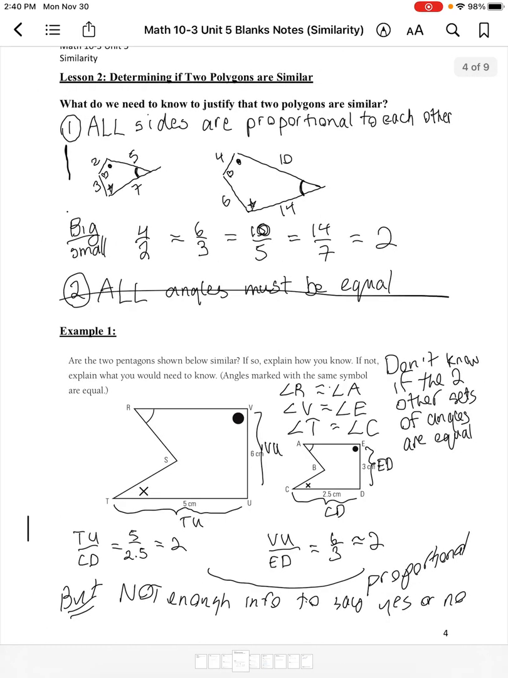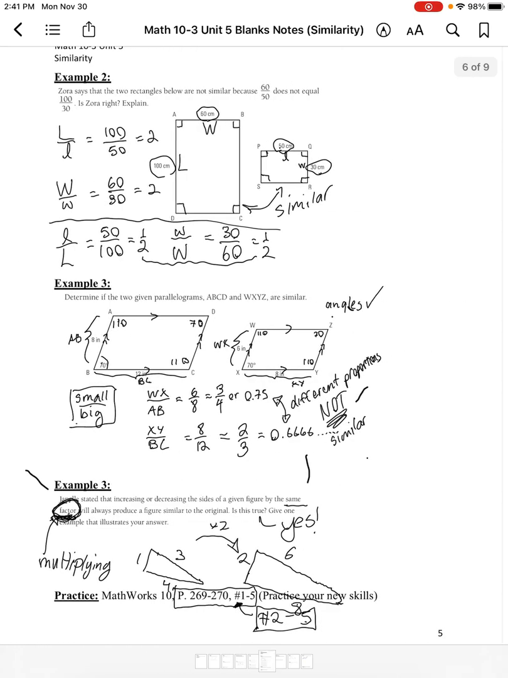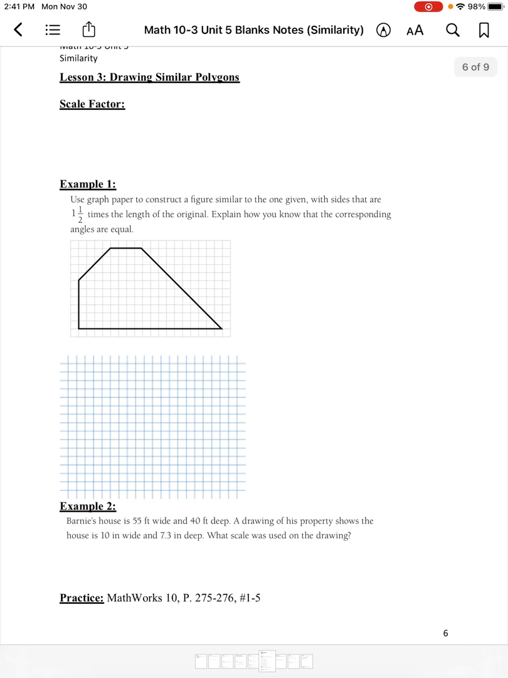We also looked at how we could tell if two shapes are similar. A couple of things that we have to look for. Firstly, all of the sides must be proportional to one another. And secondly, all of the angles must be equal to one another. And we must know both of those things. So that's just a little bit of what we've done so far.